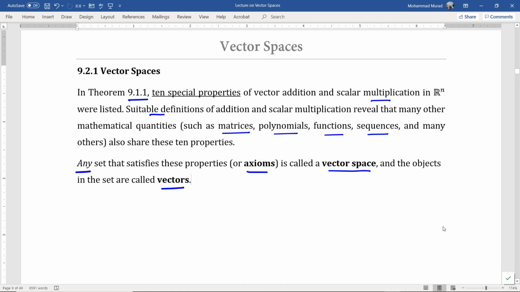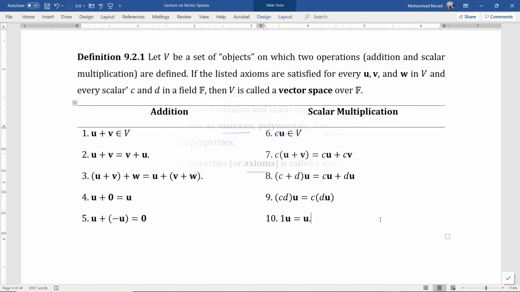Let's have a look at the formal definition of a vector space. Definition: let V be a set of objects on which two operations, addition and scalar multiplication, are defined. If the following listed axioms are satisfied for every element u, v, and w in the set V, and every scalar c and d in a field F, then V is called a vector space over the field F.